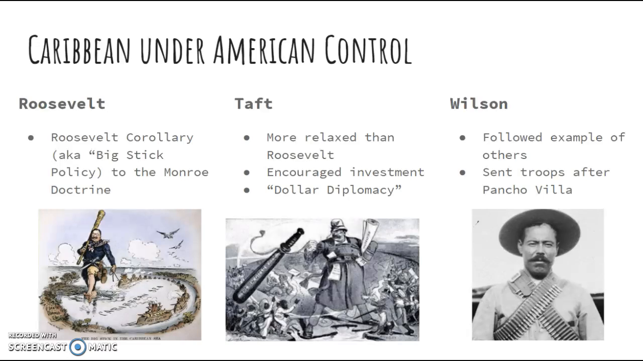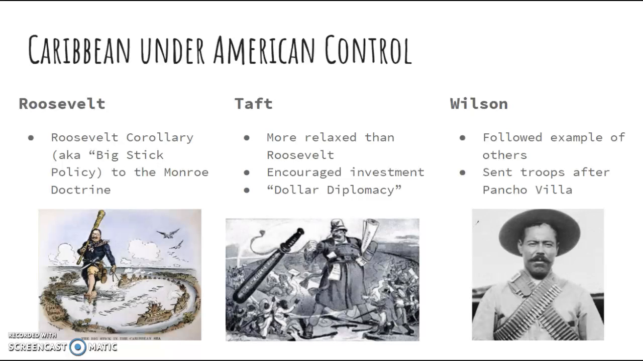In other words, the Roosevelt Corollary, or Big Stick Policy, was used frequently by Roosevelt to send troops to the Caribbean and Central America when he felt it was necessary. President Taft took a more relaxed approach to ensuring the success of American businesses in those regions. Rather than rely on force and intimidation, he encouraged bankers to invest in the countries of the Caribbean region. Because his policy relied so heavily on investments and economic means, it was commonly referred to as dollar diplomacy.